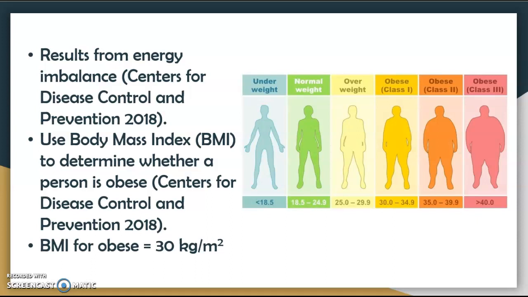So, what is obesity? Obesity usually results from an energy imbalance that occurs when a person consumes more calories than their body burns. To determine whether a person is overweight or obese, most healthcare practitioners use the body mass index. The BMI for obese is more than 30 kg per meter square.